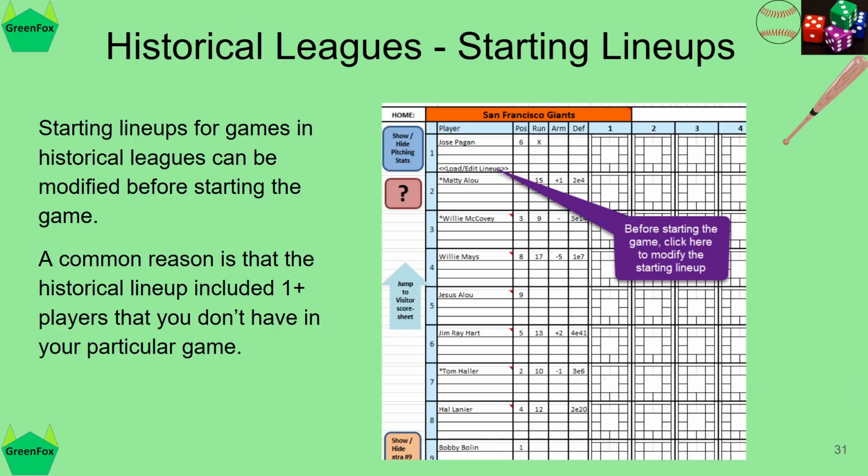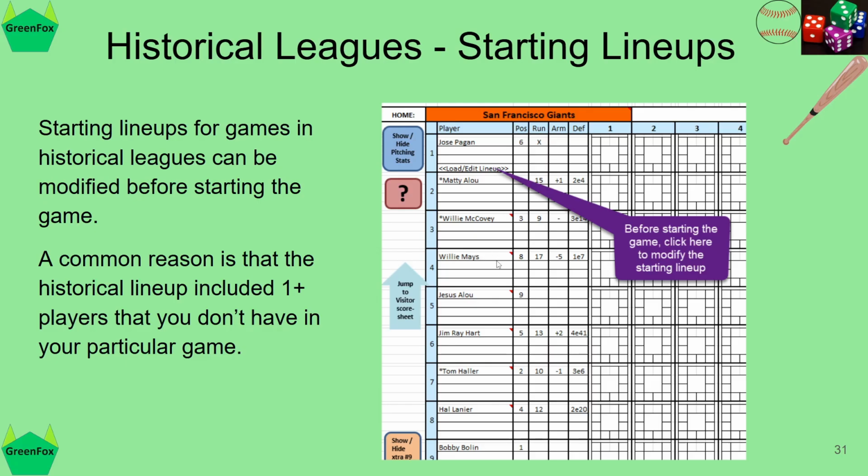In historical leagues, it does provide the starting lineup for each game, but once you load that game into your score sheet, GreenFox allows you to modify that lineup, because a common occurrence will be that there will be games with starting lineups where you don't have all those players in your game to use. Maybe that player only played 2 games or something, but they started, so you'd have to play somebody else. So you have 2 options.